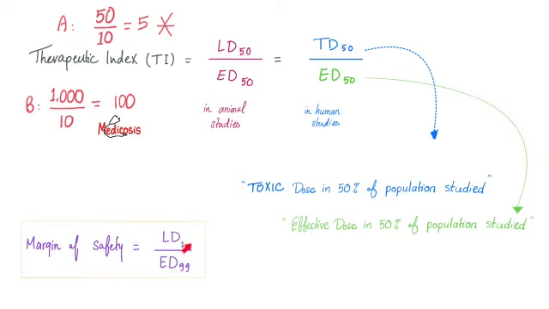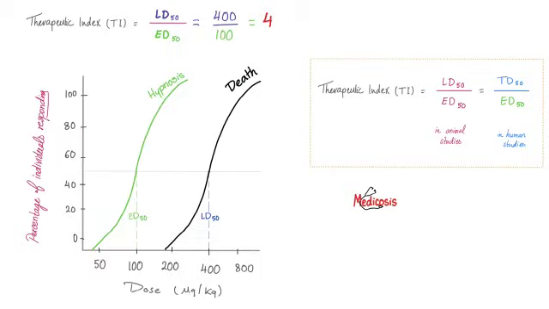Lethal dose in 1% of the population over effective dose in 99% of the population, and that's your margin of safety, which makes Benjamin Graham so happy. So let's try this. This is an experiment in animals. Here's the dose and here's the percentage of the individuals responding. We have discovered that when we give the dose of 100 micrograms per kilogram, you will get response in 50% of the mouse population. But when you raise the dose to 400, you get death in 50% of mice.